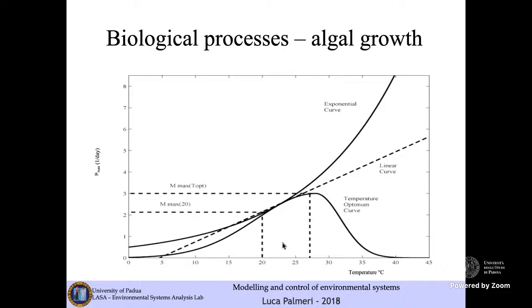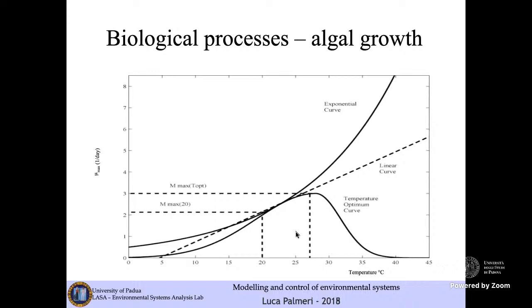Please note that in the central interval of temperature ranges, let's say between 20 and 25 degrees, the three models are coincident. So the three models are equal around the range of the optimal temperature, and then you will have differentiations on the limiting effect outside this central range of optimum temperature.